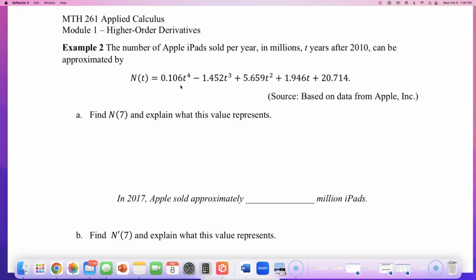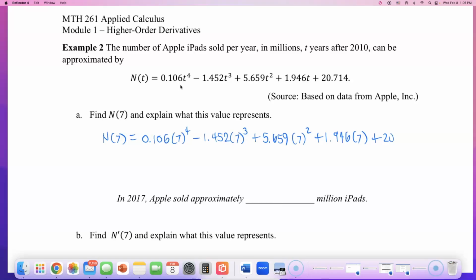So what you want to type into your calculator is 0.106 times 7 to the 4th minus 1.452 times 7 to the 3rd plus 5.659 times 7 squared plus 1.9467 plus 20.714. So what does this function give us? How many iPads they sold per year, in millions. So whatever this number is, the unit is in millions, right?